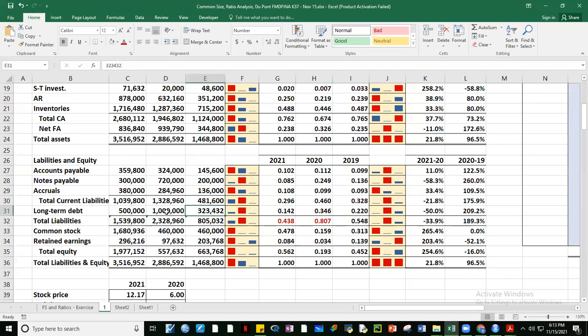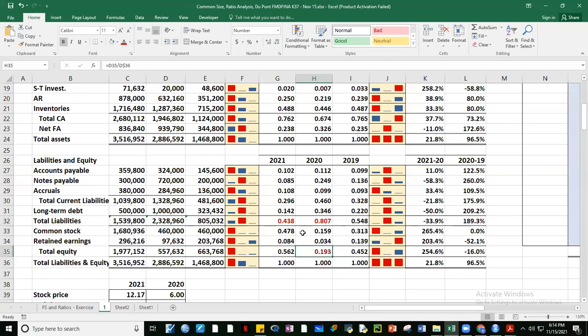From 323 million, it became 1 billion, an increase in long-term debt. And then the company paid half of the long-term debt, so it went down in 2021. At the same time, common stock increased from 460 to 1,680, almost 4 times. There was an infusion of capital from the shareholders. That's why our equity ratio was only 19% in 2020. Our debt ratio was so big.